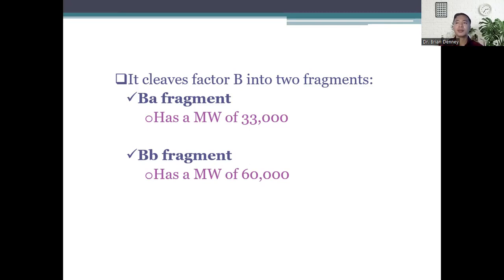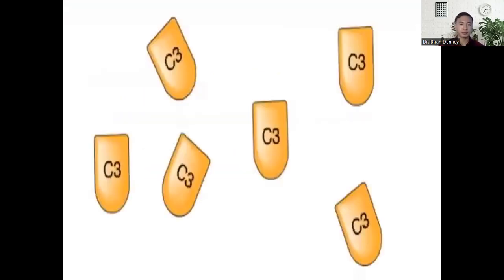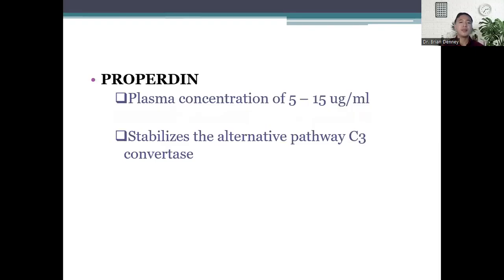Alternative pathway, C3bBb. Classical pathway, C4b2a. Alternative pathway, C3bBb. So your C3b, its only role is just to stabilize the alternative pathway C3 convertase.